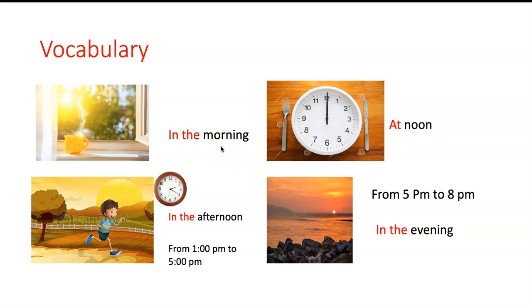In the morning, it's like 6 a.m. until, I think, 11:30, 11:50 maybe, okay? So before the noon, exactly before the noon. Okay, so we have here in the afternoon. In the afternoon is from 12:30 to 5:30, okay? In the evening, it's from 5 p.m., 6 p.m. to 8 p.m., okay? So this is the time.